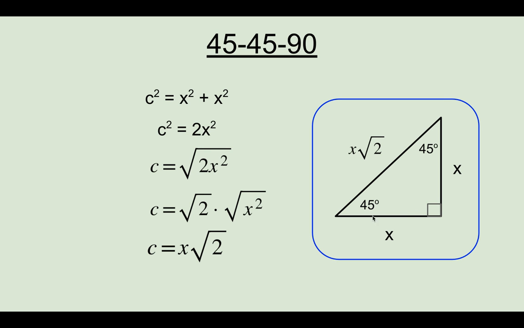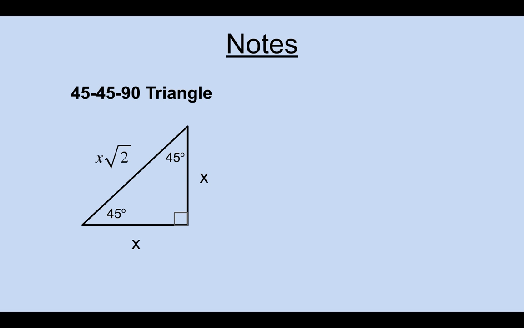All right, so because I know how the sides are related, you give me any one side, I can figure out the rest. Okay, and that's exactly what we're going to do. So first, let's do some notes. We're just going to write down this special triangle, the 45, 45, 90. And again, this is also an isosceles right triangle.